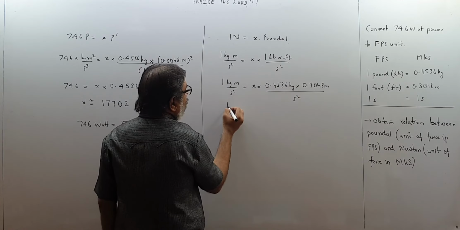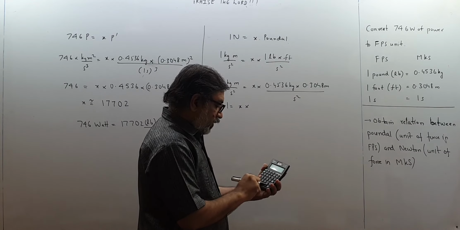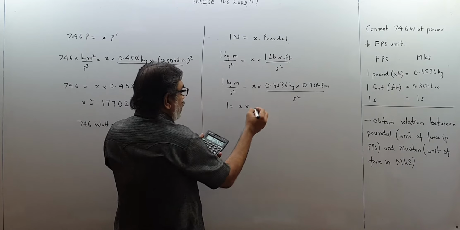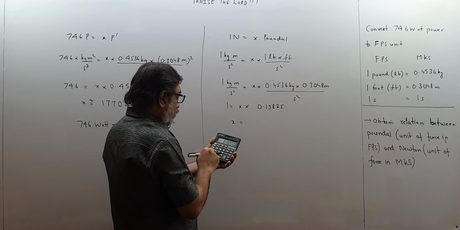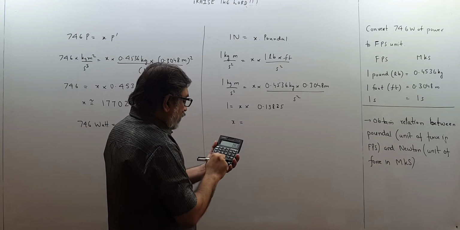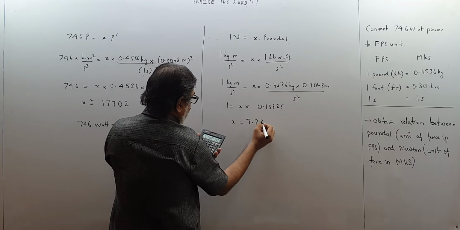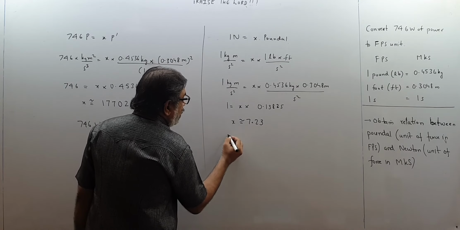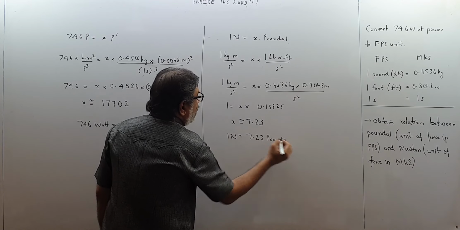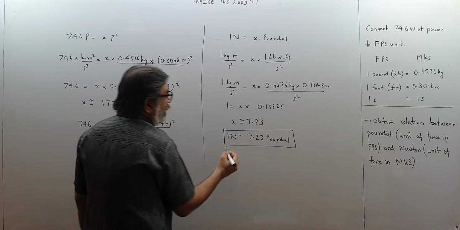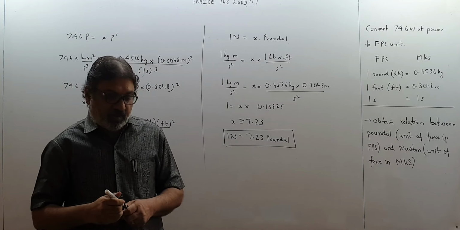So kg meter per second square gone. So 1 is equal to X into, I have to multiply these two, 0.4536 into 0.3048. That comes out to be 0.13825, something like this. So X becomes equal to 1 upon 0.4536 into 0.3048. That is approximately 7.23. That means 1 Newton is 7.23 poundal. This way we get relation between the Newton and poundal. The unit of force in MKS or SI, the unit of force in FPS. Please pause and copy, children.